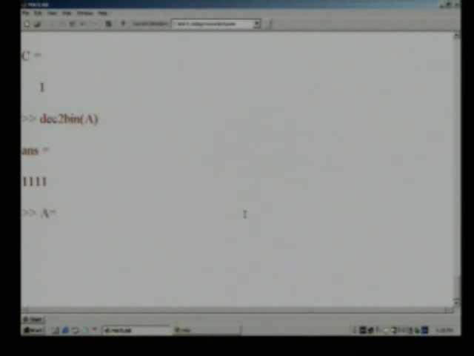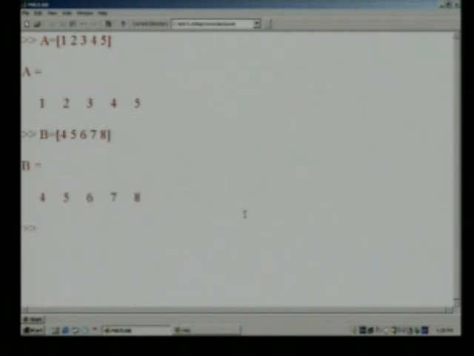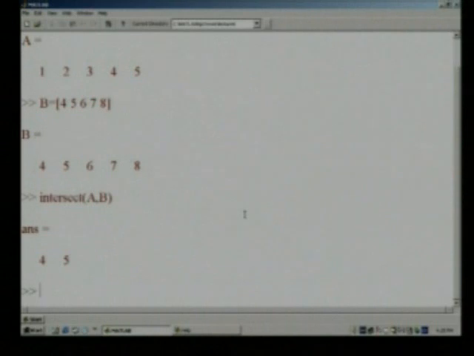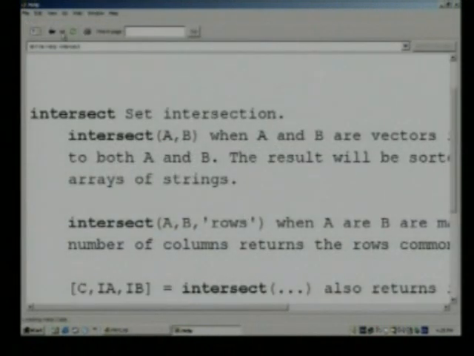Let me try with vectors. Suppose I first clear everything. Clear, clc. A is equal to 1, 2, 3, 4, 5. Let us say B is equal to 4, 5, 6, 7, 8. So I write intersect A comma B. So 4, 5. Let us say C is having 5, 6, 7. Intersect A and C will give you only one common value. Similarly, union, difference, etc. all of them you will get.